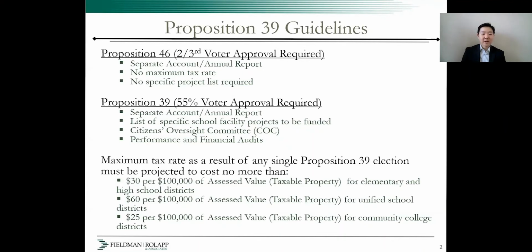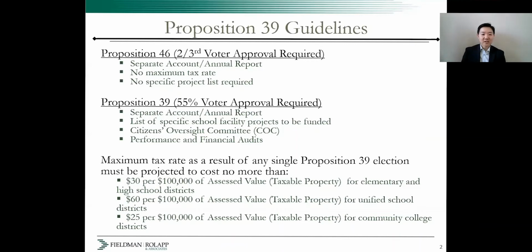Under a Prop 39 bond measure, which is easier to pass with only a 55% voter approval requirement, there are some additional restrictions and requirements to consider. Similar to Prop 46, there is still the separate account and annual report that is required, but with a Prop 39 measure, the district must also provide a specific project list that is eligible to be funded. Additionally, a Prop 39 bond also requires the creation of a Citizens Oversight Committee to be formed within 60 days of the governing board declaring the results of the election.